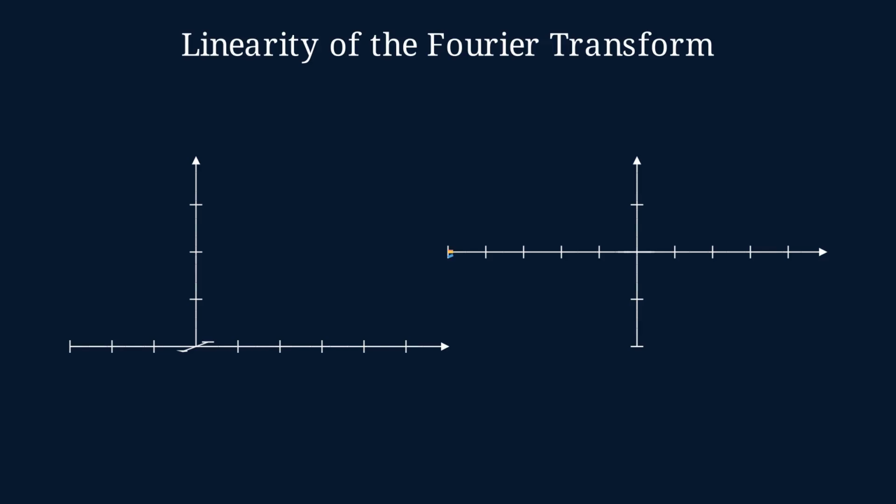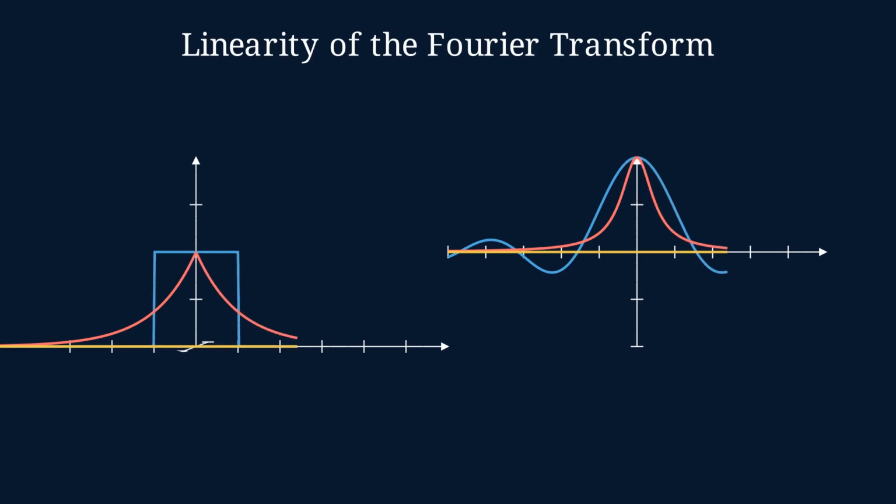In this animation, we explore the linearity property of the Fourier transform. We begin with two independent signals. The first signal is a rectangular pulse, and the second is a double exponential function. Their corresponding Fourier transforms are shown on the right. Now, we introduce a linear combination of both signals. Coefficients A and B control their relative contribution.